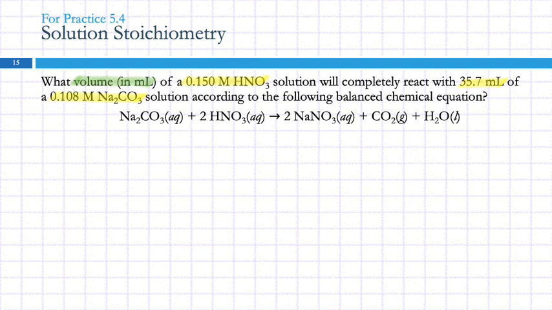So I've got the concentration of the nitric acid, so that's 0.150 moles per liter. And I'm told I have 35.7 milliliters of sodium carbonate, and its concentration is 0.108 moles per liter. And I'm trying to find the volume in milliliters of the nitric acid.